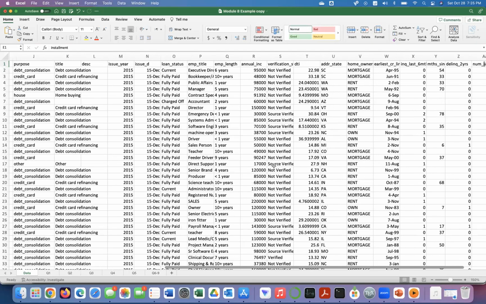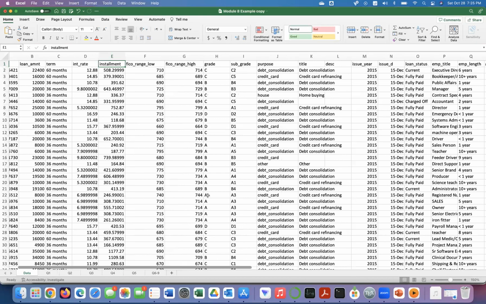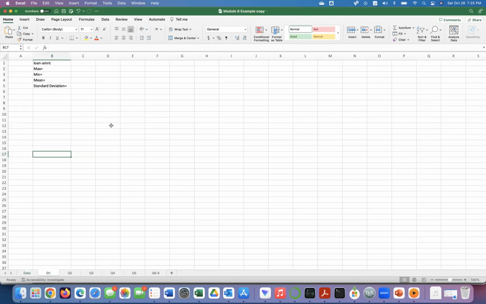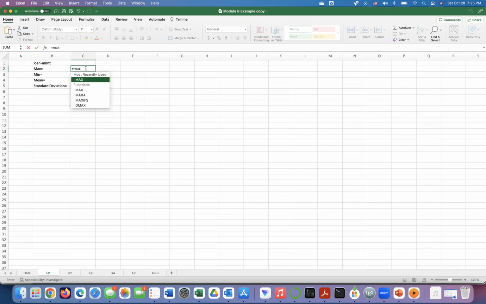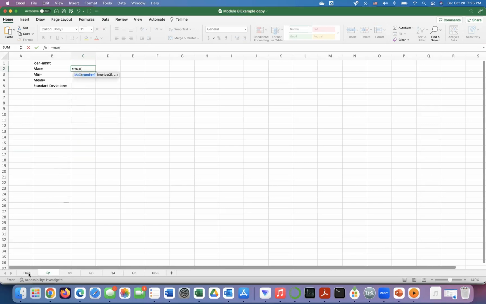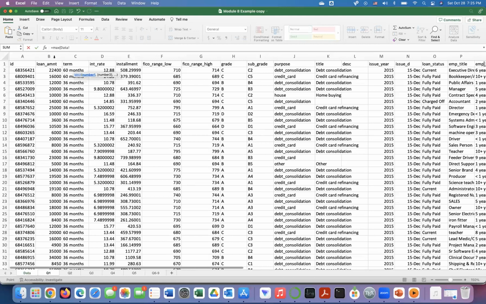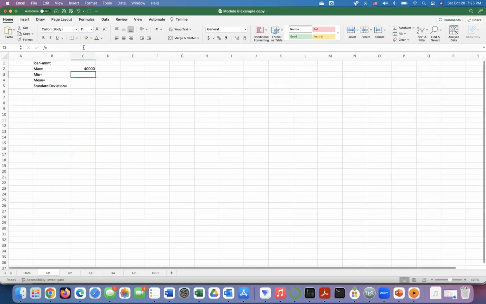So there are some questions at first. Here we want to get to know our data first. Loan amounts: maximum, minimum, mean, and standard deviation. This is very easy. You can start with equals MAX, and then I go to tab data. Loan amount is column B. So I click on column B, and then I close the parenthesis and hit enter.